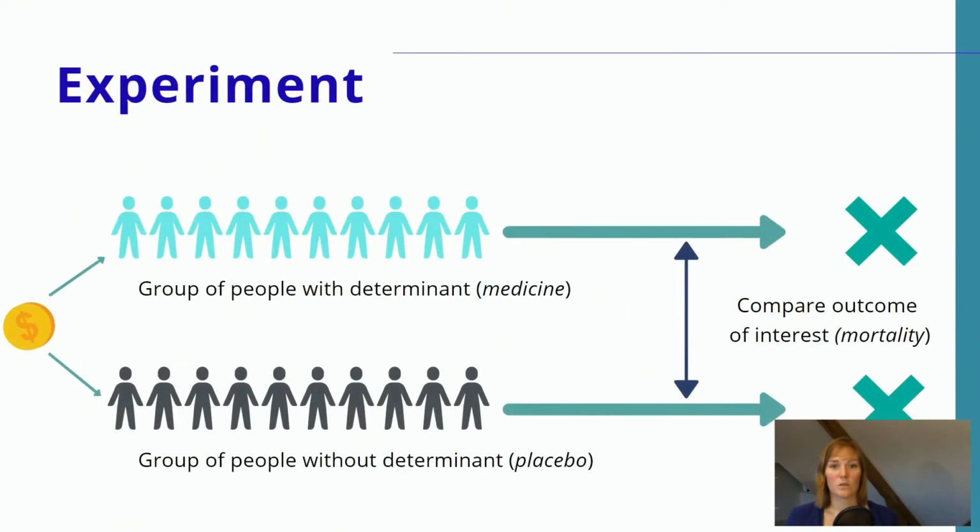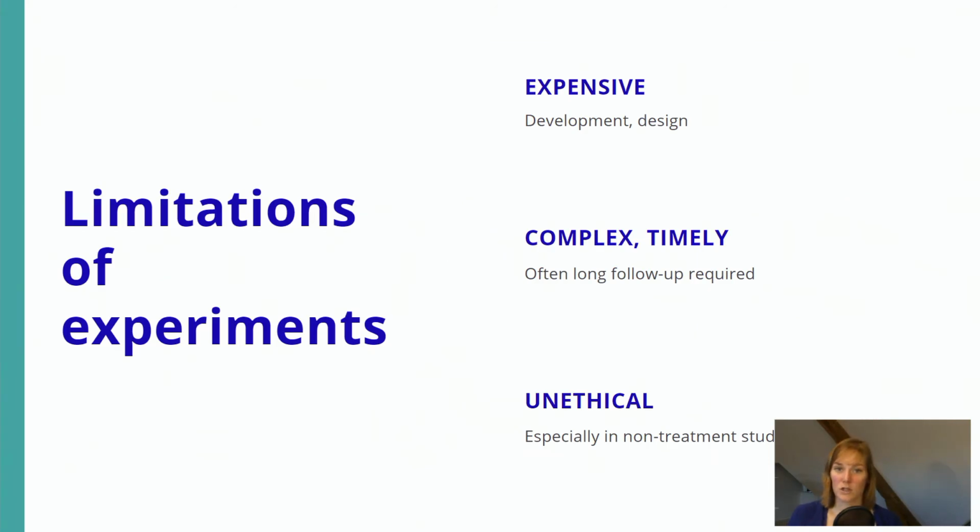So therefore, the ideal situation of studying determinants and outcomes is to perform an experiment. So in an experiment, you let chance determine which people in your experiment do have a determinant, let's say a medicine or a treatment, and it determines also which people are in the group that do not have a determinant, for example, who receive a placebo. And in an experiment, you would then compare the outcome of interest between the two groups, let's say mortality. Here you get almost completely rid of the problem of confounding because chance has determined the distribution of confounders in the two groups. However, there are some important limitations of experiments.